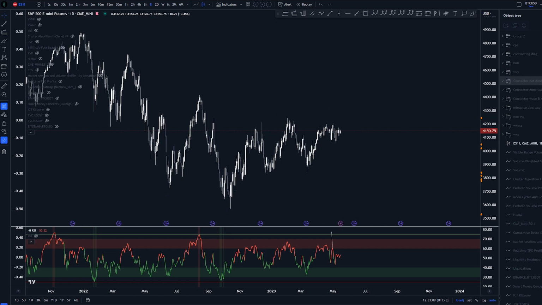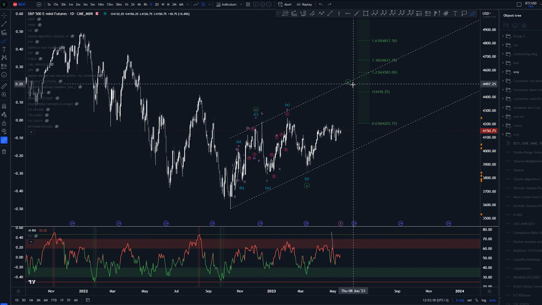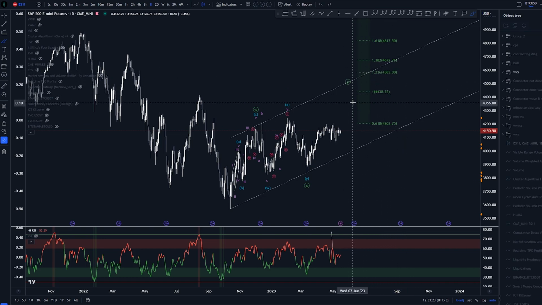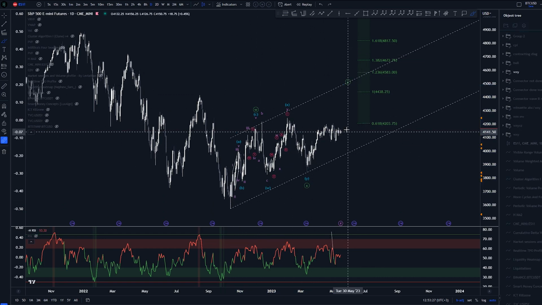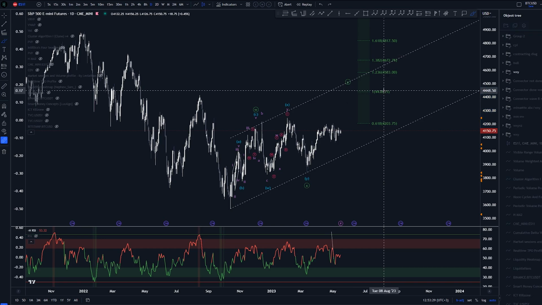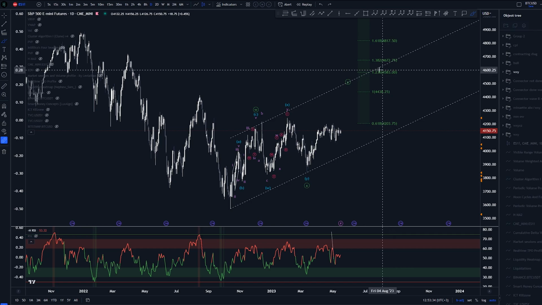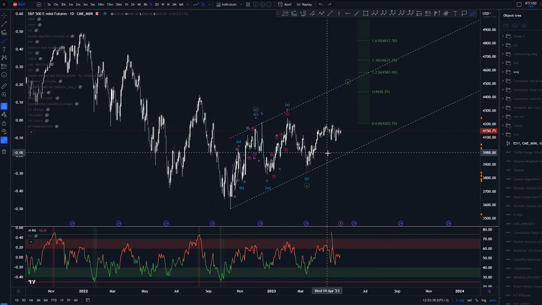The more probable to me is this WXY count here, in which again we have already completed 3 into W, 3 into X, and now we'd be looking for a 3 into wave Y, targeting anything from 4400 to 4600, basically around here. We've had this channel going on for quite a while now, and we'll see if that is going to be coming into play. We would need some kind of an extension here on price to get anywhere close to the upper limit of this channel, but it definitely can do so.